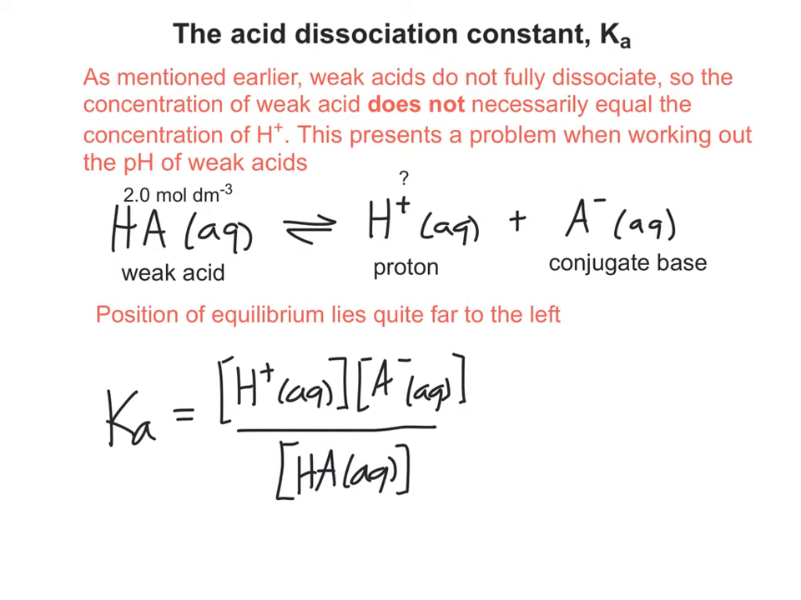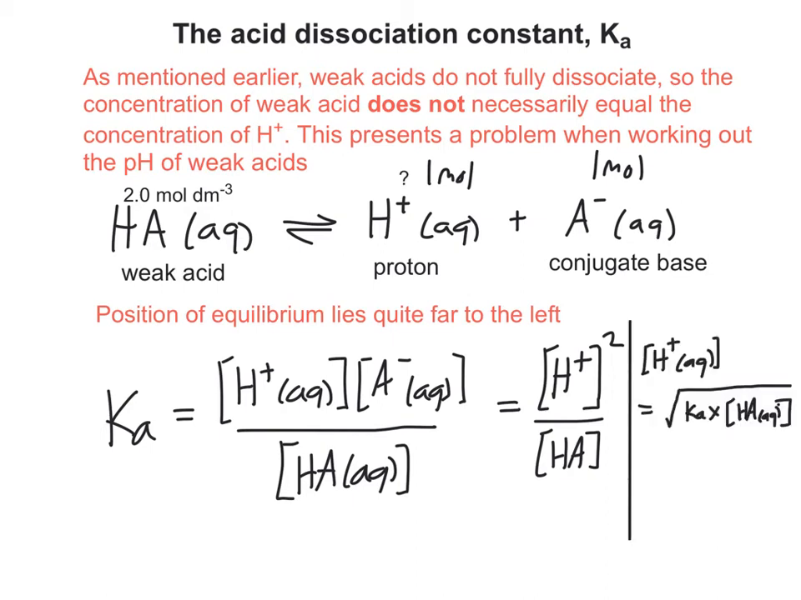In the product side of the equation at the top, the H plus and the A minus are equimolar. In other words, for every 1 mole of weak acid that dissociates, you get 1 mole of H plus and 1 mole of A minus. That means that you can consider the concentrations of H plus and A minus to be identical, which allows us to greatly simplify the Ka expression. So now what we can do is rearrange it so that H plus is the subject. And we do this by taking the square root of Ka times the concentration of HA. Remembering, of course, that Ka and HA are both provided in the question.